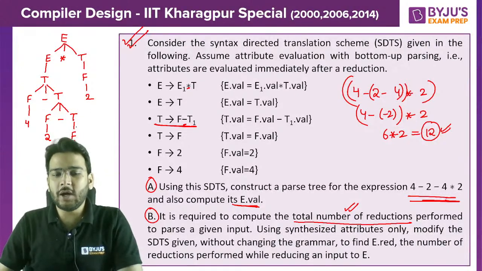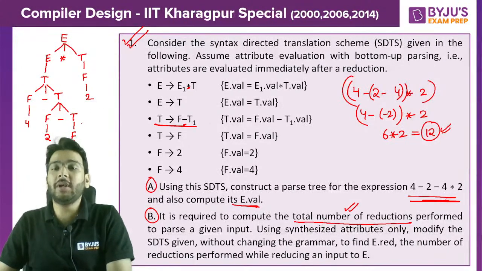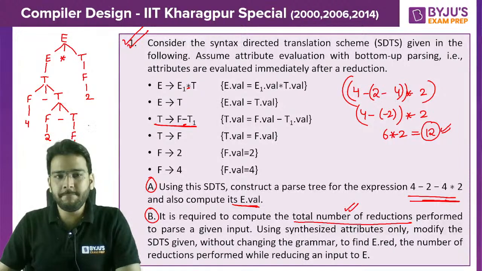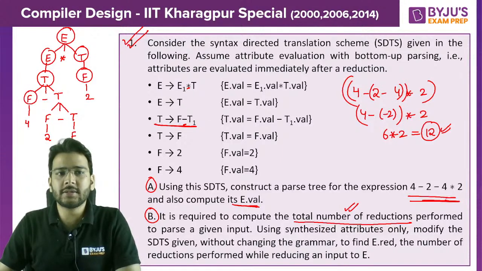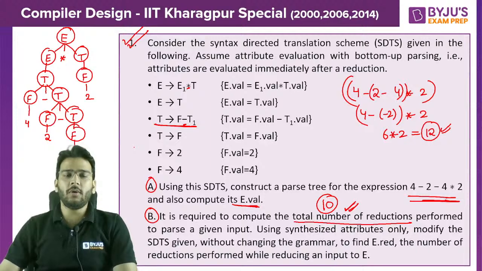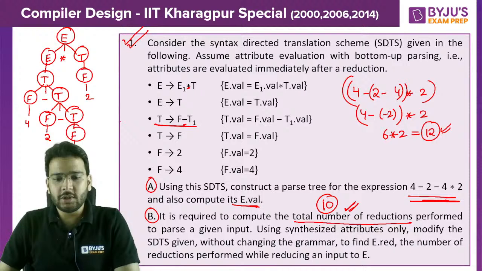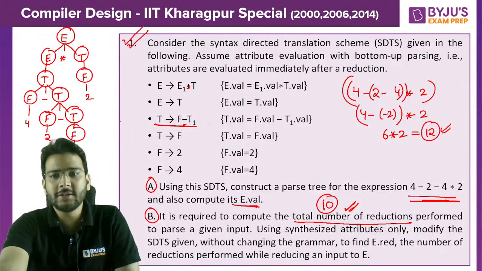Now you tell me, how many reductions will be there? How many internal nodes are present in this parse tree? Let's see here, 1, 2, 3, 4, 5, 6, 7, 8, 9, 10. 10 reductions will be there. The answer is 10 for total number of reductions. Is it clear to all of you? I hope it is clear. If you have any doubt, please ask, guys. These are very important questions and you can definitely expect these kinds of questions again in the GATE exam: total number of reductions and the expression evaluation. Okay, 10 will be the answer for part B.